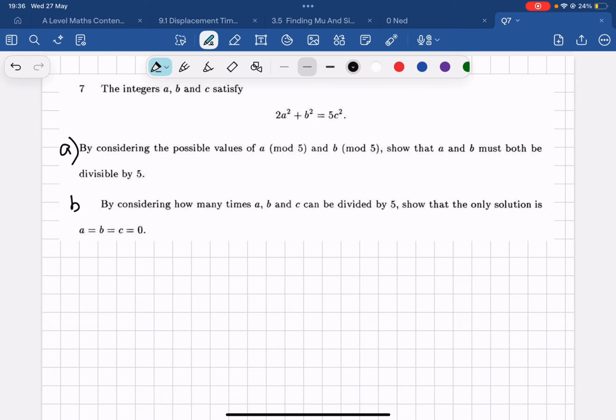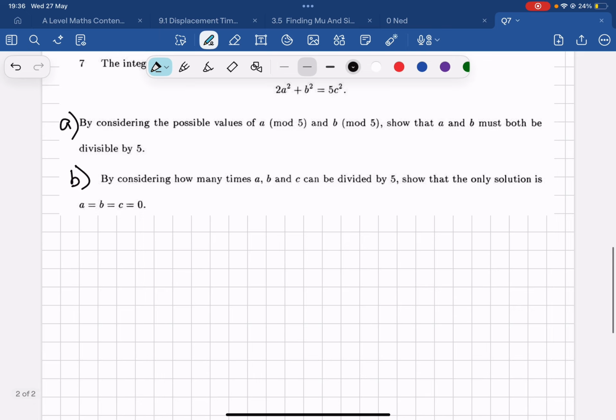And then the next part B, by considering how many times a, b, and c can be divided by 5, show that the only solution is a equals b equals c equals 0. Alright, so the first part, by considering the possible values of a mod 5, we immediately think to consider the residue classes of a and b mod 5. So let's start with a first.